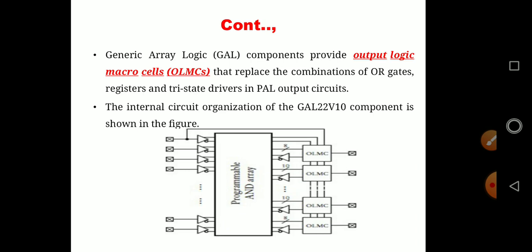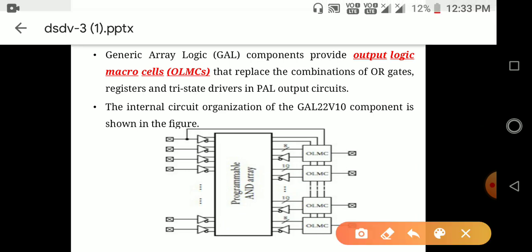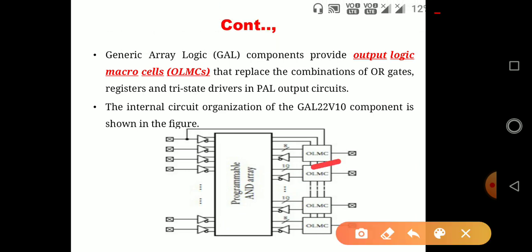So instead of OR gates and tri-states and registers, we can use a single macro cell. So this is the OLMC, that is output logic macro cell, and it is connected to programmable array logic and array logic as shown in the figure. The internal circuit and organization of the GAL22V10 component is as shown in the figure.